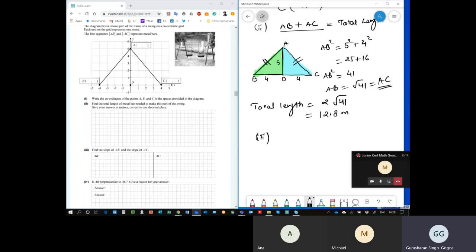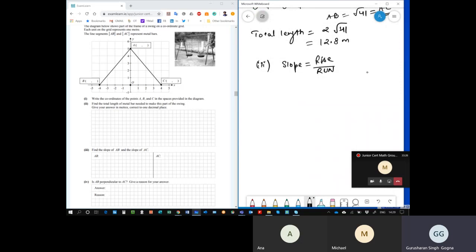find the slope of AB and slope of AC. So what do you mean by slope? Slope means rise over run. Okay, that's the simple definition of slope. So if you have a line like this, you can consider any 2 points on the line. So I'm considering this point, and let's say this point. This would be your rise and this would be your run. Rise over run will give you the slope of the line.